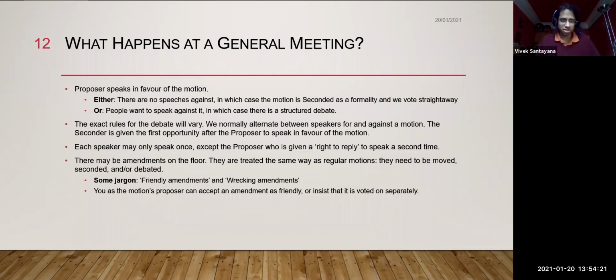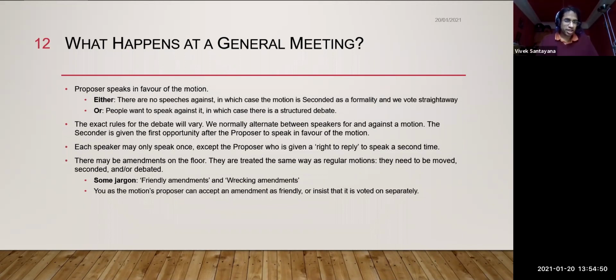Amendments are effectively like subsidiary motions. People move amendments to change the text of the existing motion and say something like, I would like to add a clause to mandate this committee member to do this, or I would like to remove the clause that mandates the vice president because the vice president is too busy. There can be specific amendments which then get debated, and then you as the motion's proposer get to make a decision on this. There is some jargon that I'll explain about friendly amendments and wrecking amendments.